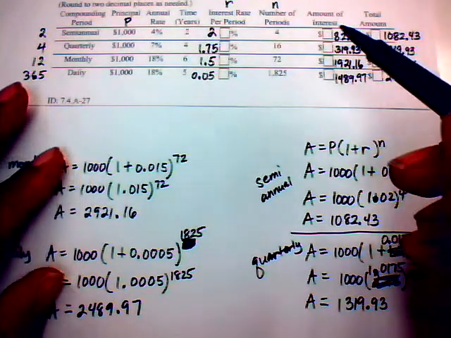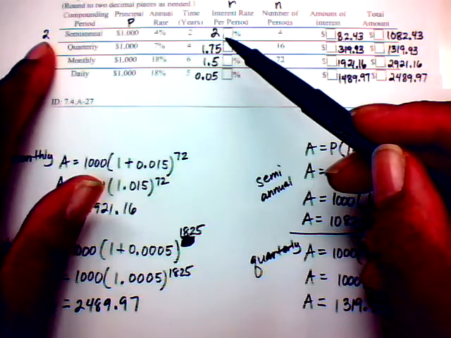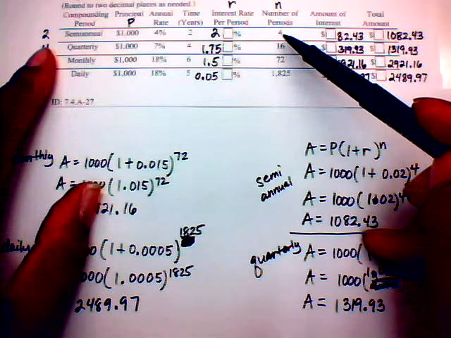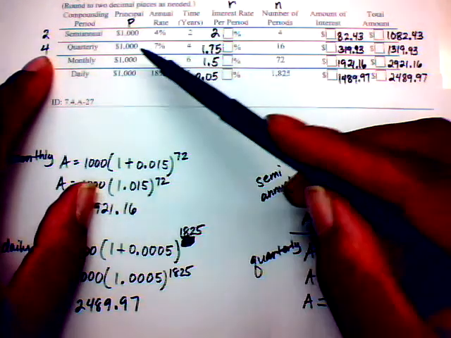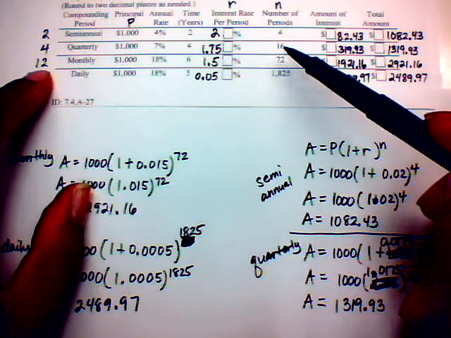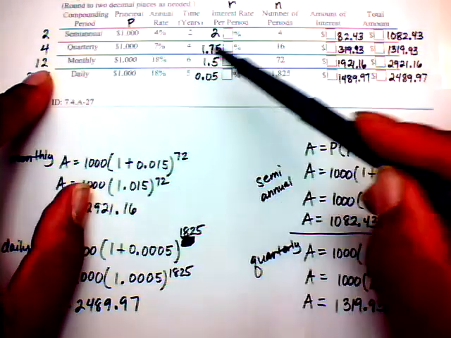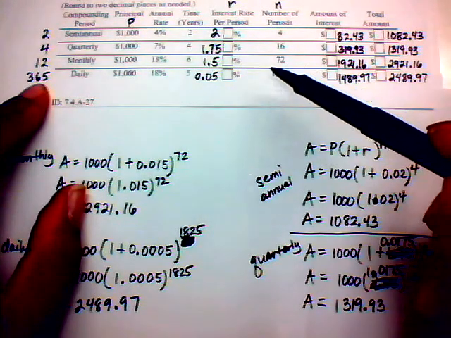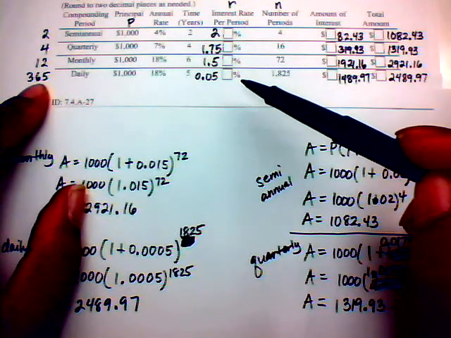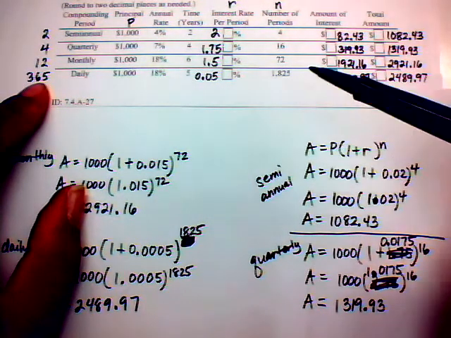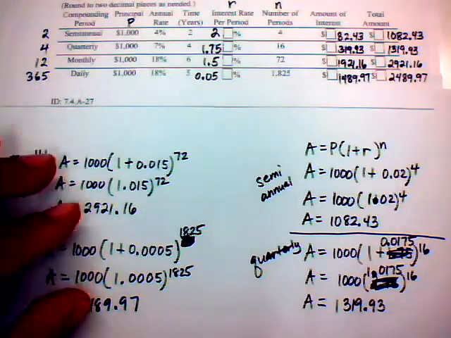And how did they get the number of periods here? Semiannually is 2 periods in a year, so 2 times 2, that's going to be 4. Quarterly is 4 periods in a year. 4 times 4, that's 16. There are 12 months in a year. 12 times 6 is 72. 365 days for 5 years. 5 times that is 1,825. Okay?